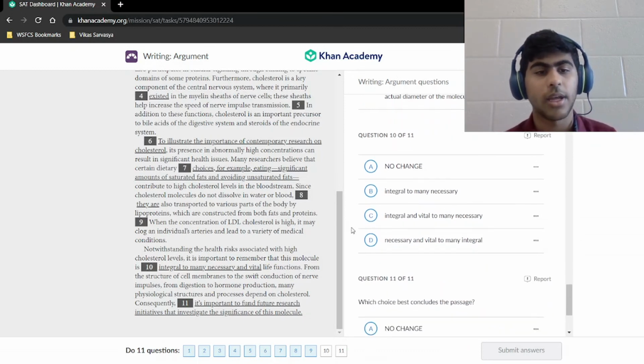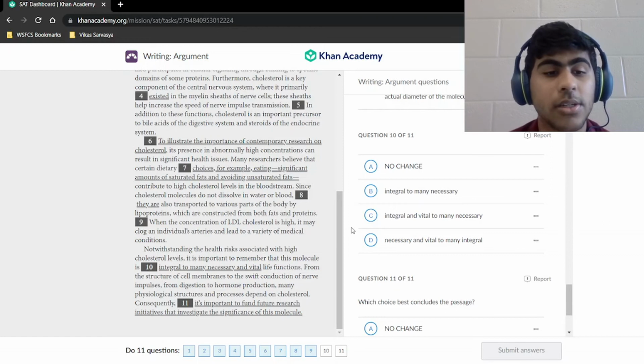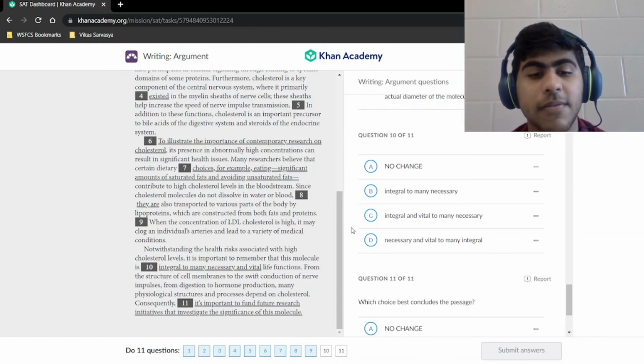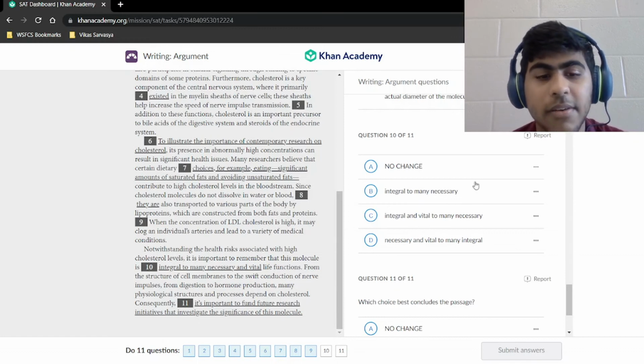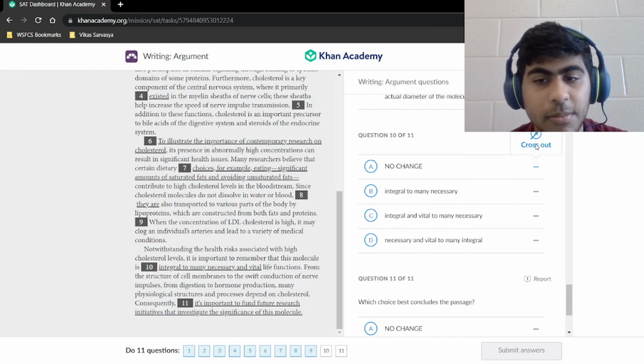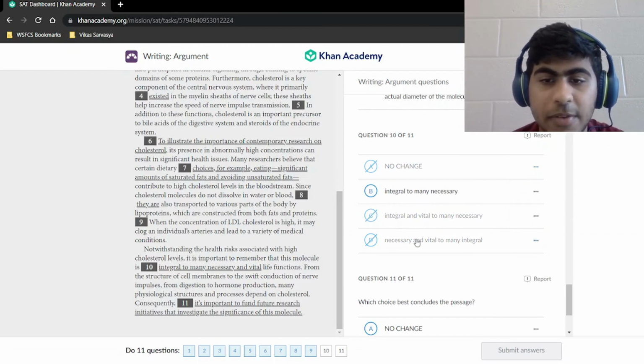And we have, notwithstanding the health risks associated with high cholesterol levels, it's important to remember that this molecule is integral to many necessary and vital life functions. We have to say necessary and vital. Doesn't that mean the same thing? Right? Necessary and vital mean the same thing. We don't need to say both of them. So we don't need to say both of them here. Right? It says necessary and vital in all of these.